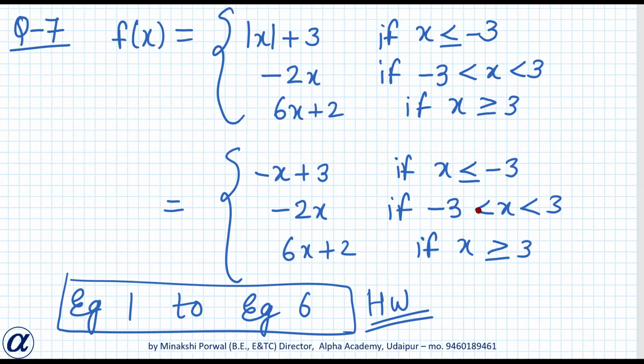Between minus 3 and 3, again the definition of the function is minus 2x only, so it is continuous. When x is greater than 3, then also the function is continuous. At 3 we need to check because here the definition of the function is again changing. So let us write now how to solve this.